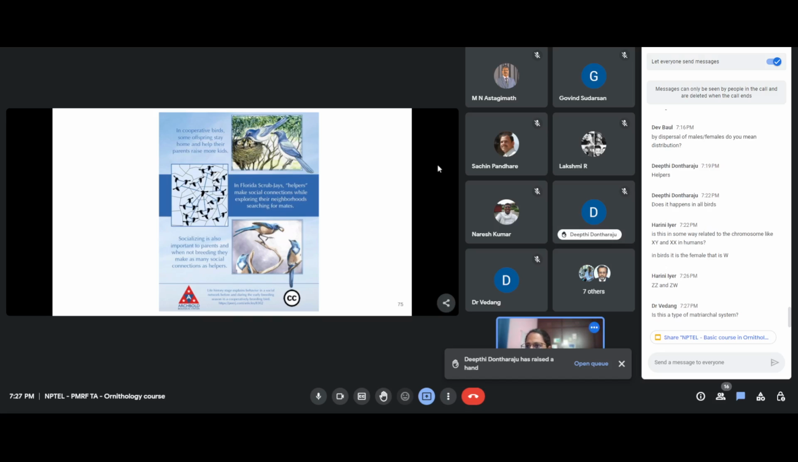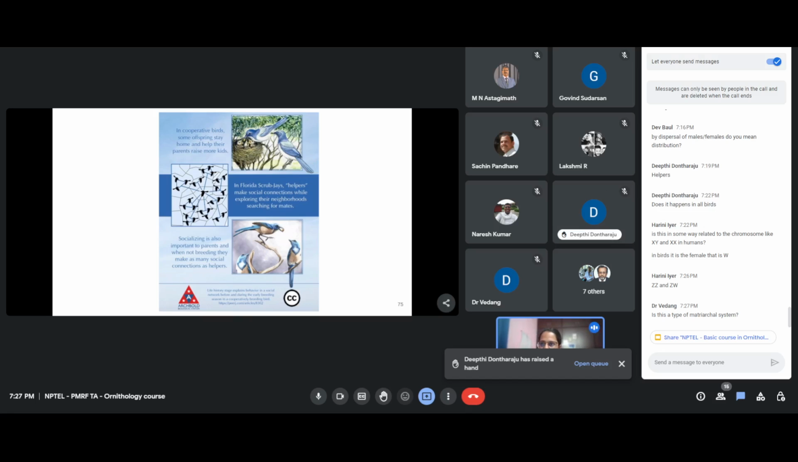Is this a kind of matriarchal system? No. A matriarchal system is something that is very social. This is seen in birds that are solitary as well. It's the female that disperses a further distance than the males. But do look this up and let's discuss this. Deepti, do you have another question? No, ma'am. Sorry, I think your hand is still raised.